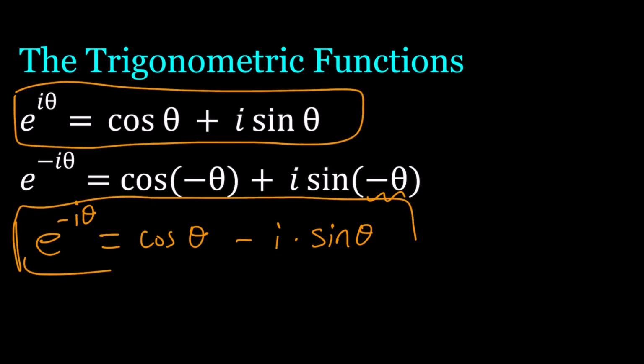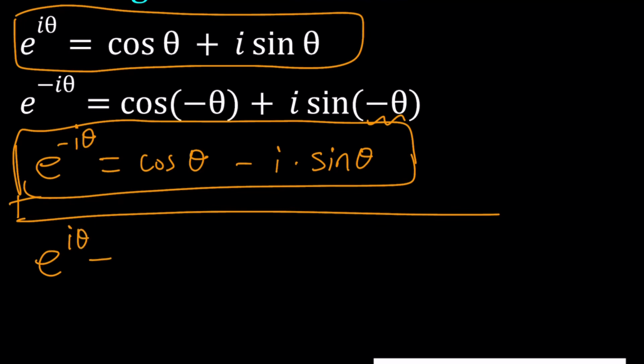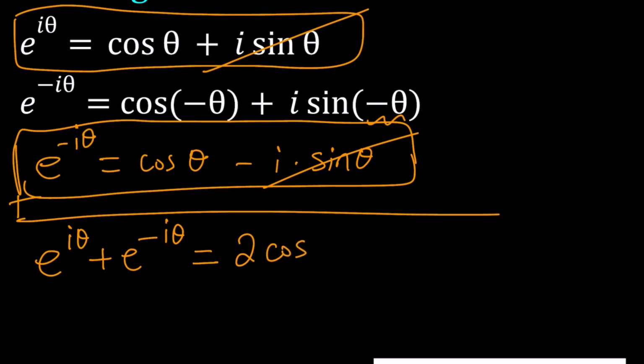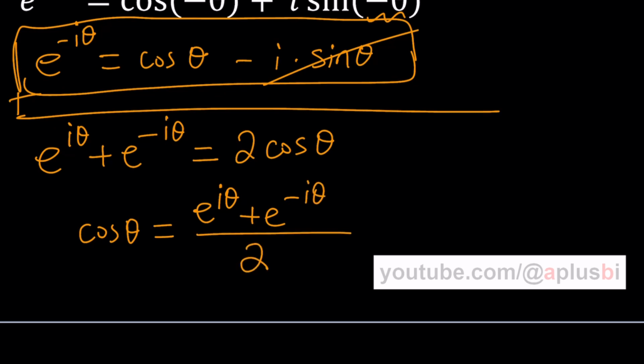Here's what I'm going to do. I'm going to go ahead and add these two equations, and I'm going to get e to the power i theta plus e to the power negative i theta equals the negative sine theta and positive sine theta, which cancel out, giving me 2 cosine theta. And this is awesome because we can divide both sides by 2 to get the value of cosine theta. And this is a beautiful identity. I'll tell you what you can do with this, a lot of good things, but this is cosine.